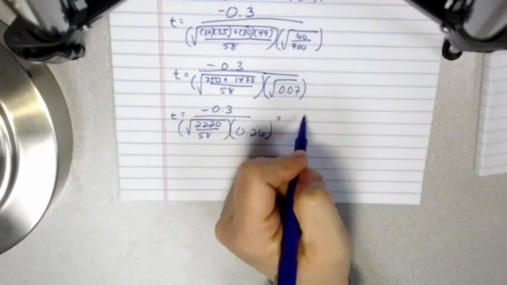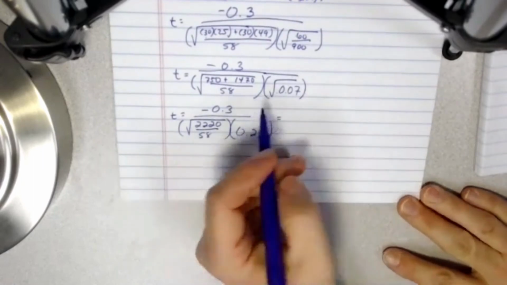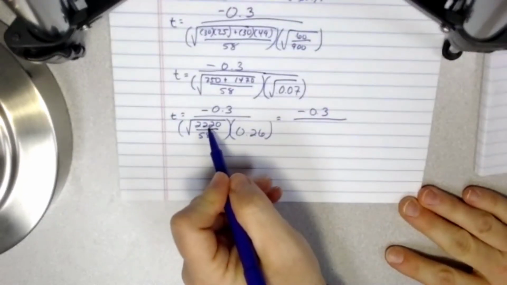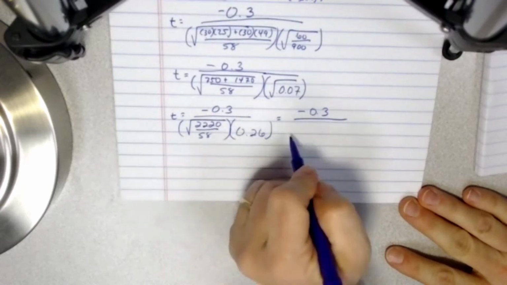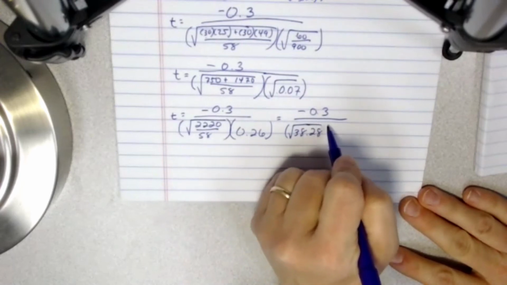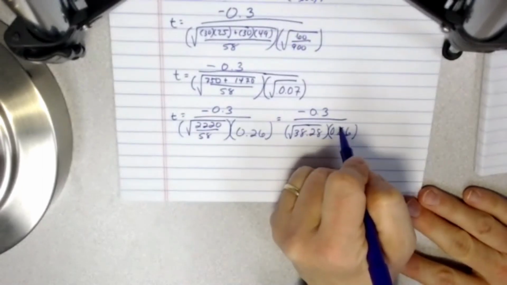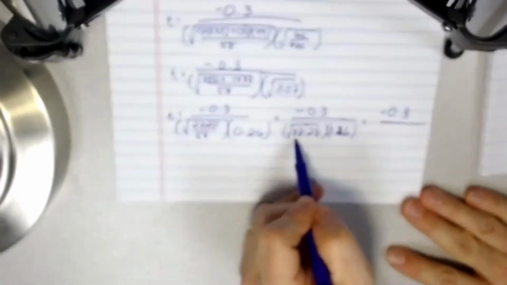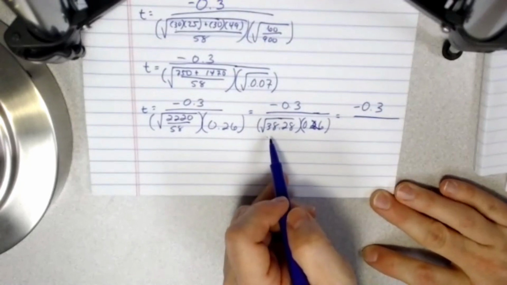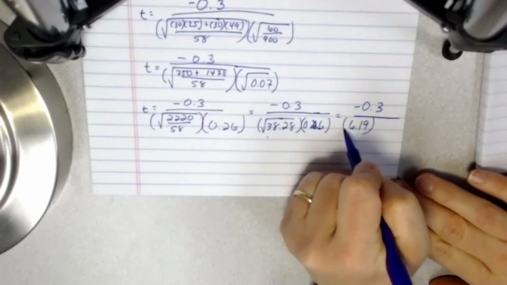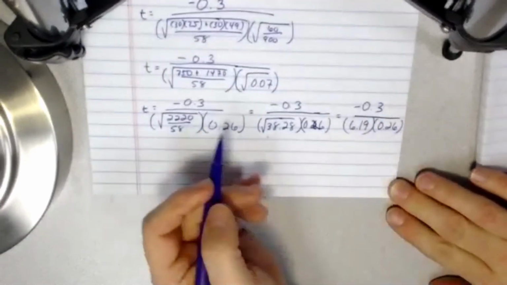I move out here to save myself a little space so that I can finish this before I run out of this page. So I have negative 0.3 on top. 2,220 divided by 58 is equal to 38.28, and that's multiplied by 0.26, which I haven't done anything with yet. There's no more simplification right now. So I want to take the square root of 38.28, and that number is 6.19, and that's going to get multiplied by 0.26.